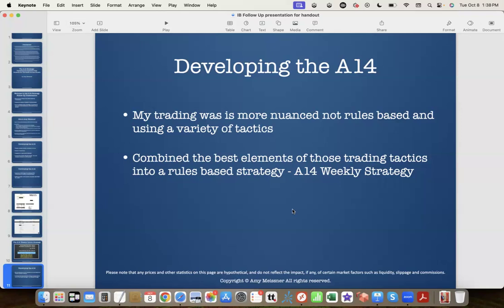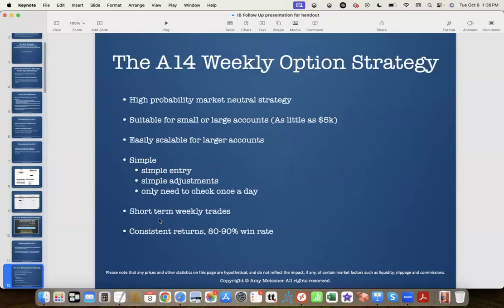So what I did was I went back and I combined what I felt were the best elements of those trading tactics that I had been using over the last 15 months, in order to develop more of a rules-based version, as long as it would replicate or similarly replicate the results that I was getting in my own accounts, but with a more clear entry, adjustment, and exit criteria. And that rule set became the A14 weekly option strategy.